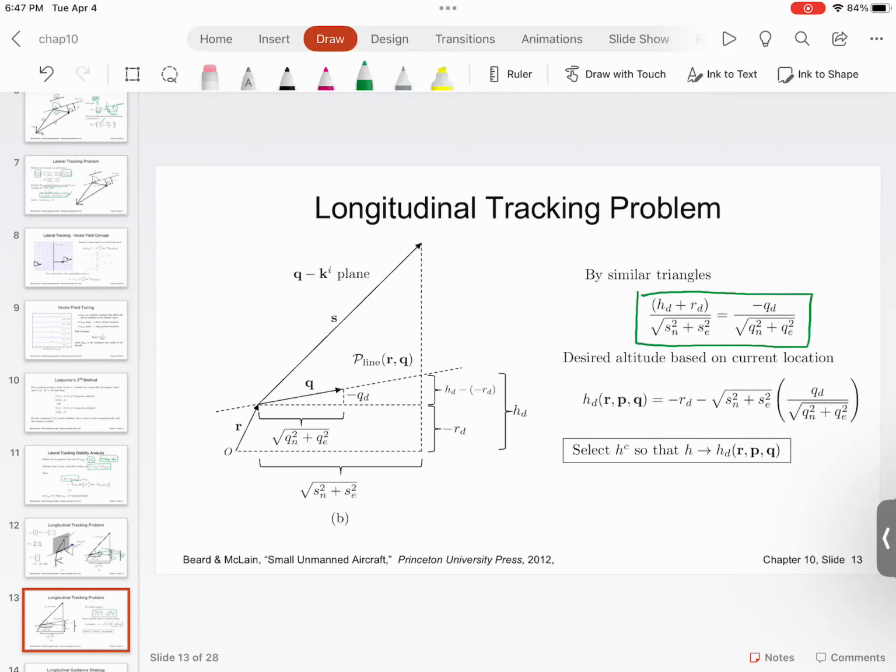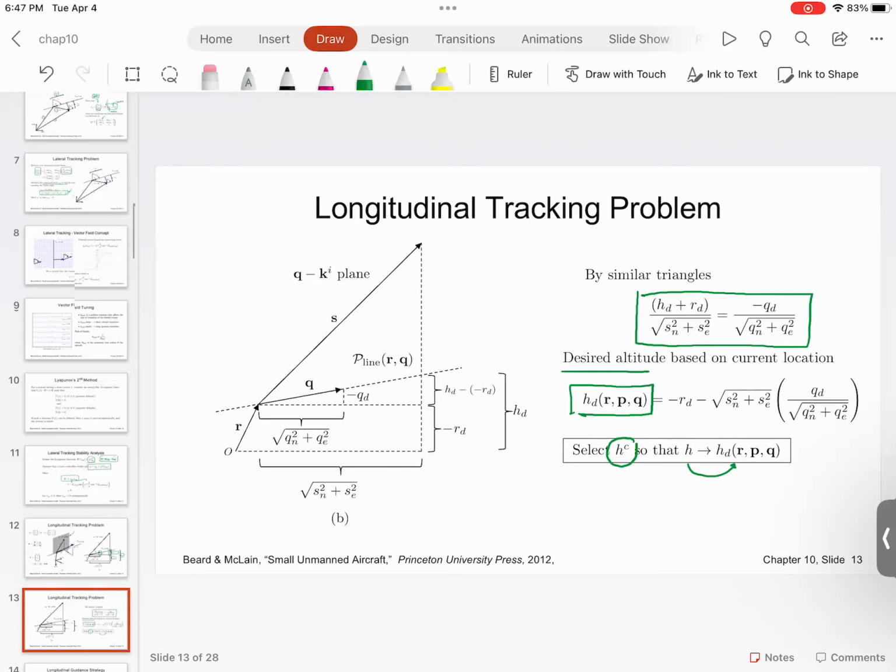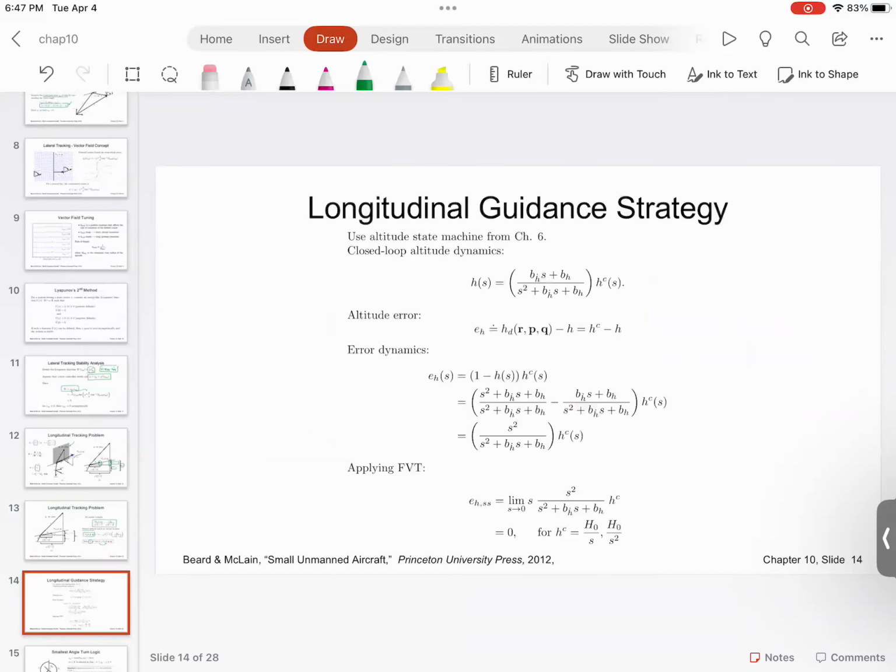Then I implement this desired altitude, which is HD, a function of R, P, and Q. R and P define the error, and Q gives me the direction cosine in the direction of the path. Then I choose HC such that the error between the actual H and the desired altitude HD is minimized. So what does that mean?